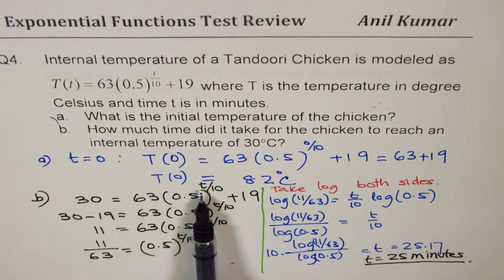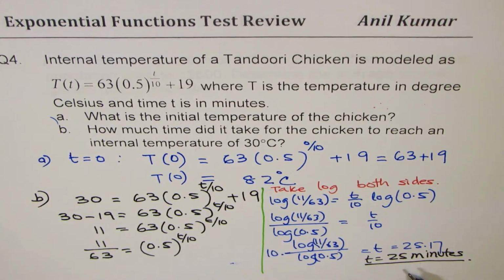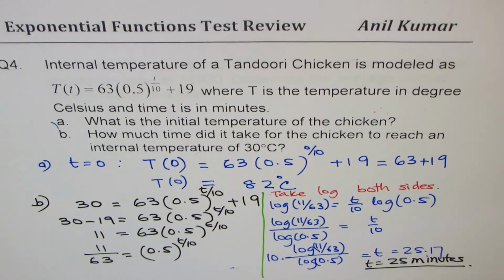Otherwise, you can do trial and error. Just keep on trying the values of t. You might get 25 as your answer. Perfect. However, this technique is sometimes not explained, so I'd like you to make a note of this: how to use logarithms to find the exponent value when solving exponential functions. So I hope that's clear. Take some time, understand, and move forward to question number 5.